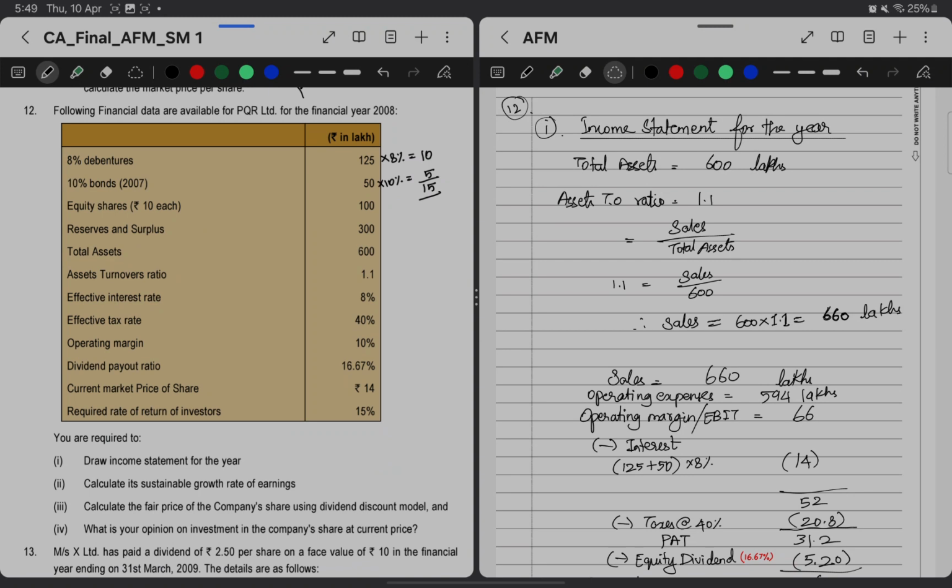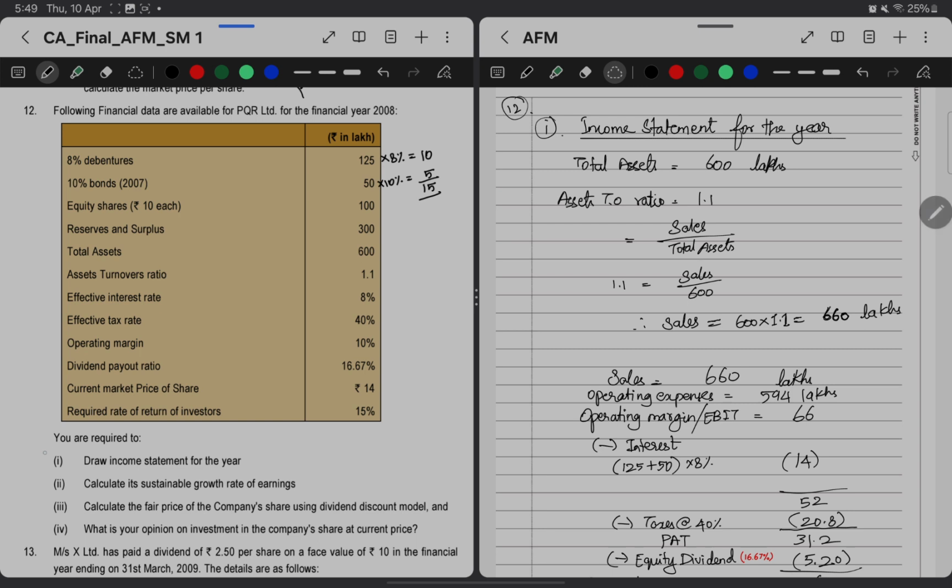Practical question 12. Following financial data are available for PQR Limited for the financial year 2008. They have given 8% debentures 125 lakhs, 10% bonds 50 lakhs, equity shares of 10 each 100 lakhs, reserves and surplus 300 lakhs. Then total assets 600 lakhs, assets turnover ratio they have given. Then effective interest rate of 8% and effective tax rate of 40%. Operating margin is 10%. Dividend payout ratio 16.67 and current market price is 14. Required rate of return of investors is 15%.